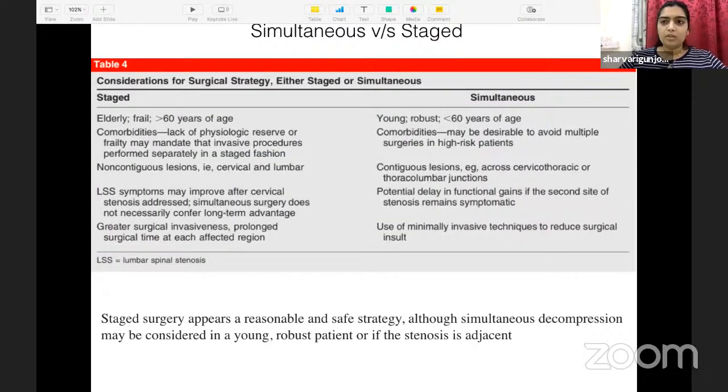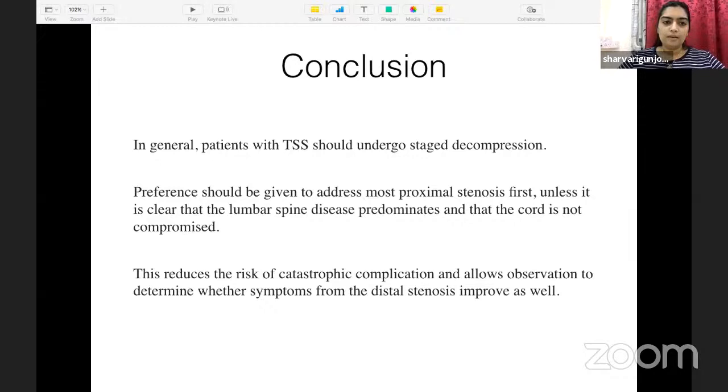Some authors have also suggested simultaneous surgeries. Simultaneous surgeries, however, should be considered for younger patients who are able to sustain longer surgeries, or if the stenosis is at contiguous segments. In conclusion, patients with tandem spinal stenosis should undergo staged decompression. Preference should be given to address the most proximal stenosis first, unless it is clear that lumbar spine disease predominates and the cord is not compromised. This reduces the risk of catastrophic complications and allows observation to determine whether symptoms from distal stenosis improve as well.